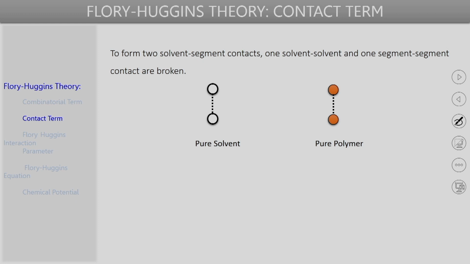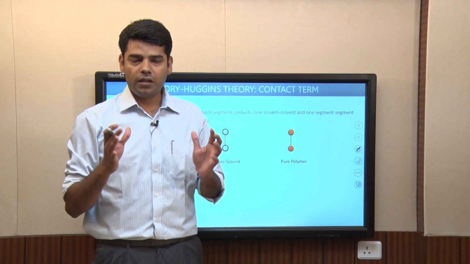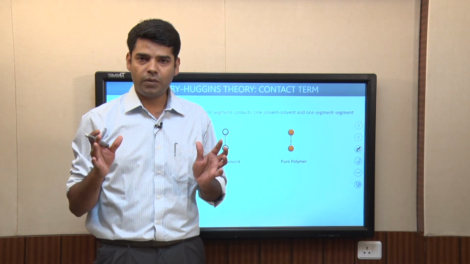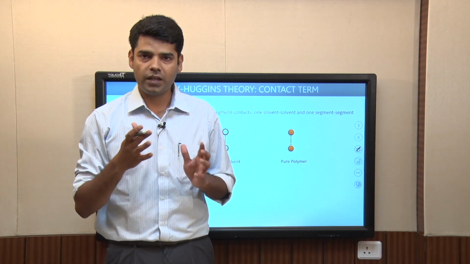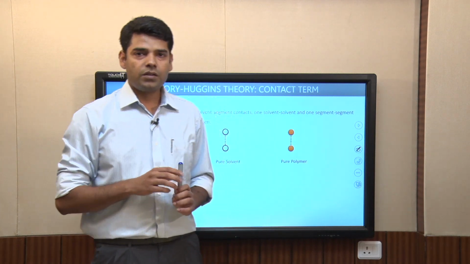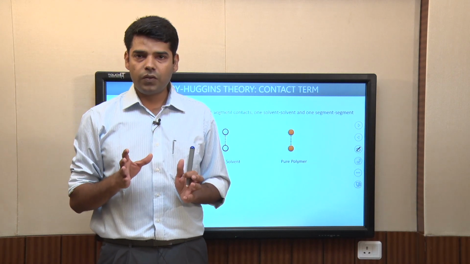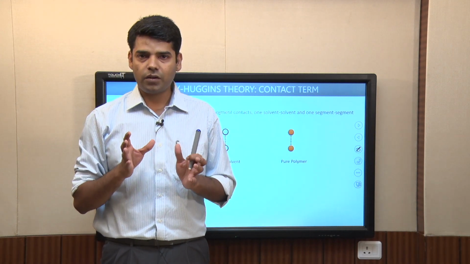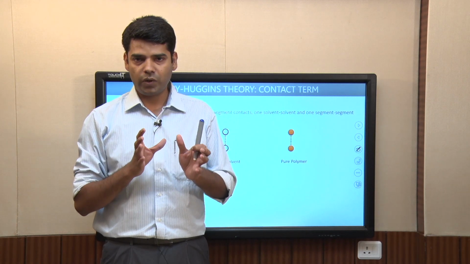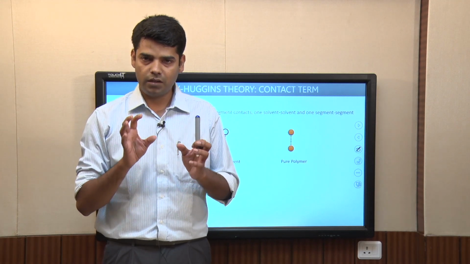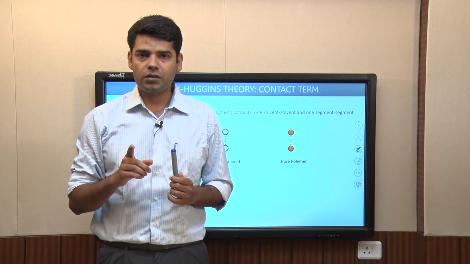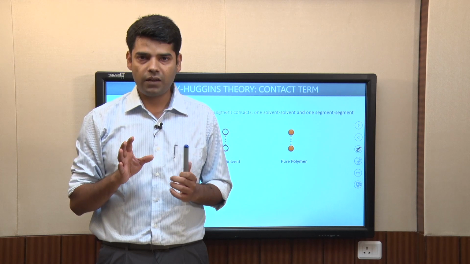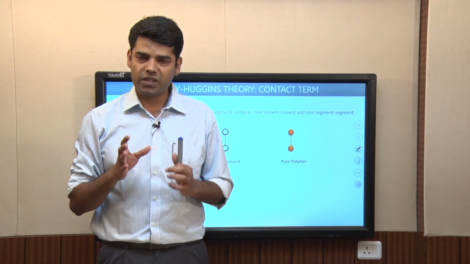Now, let us look at the contacts in a bit more detail: what happens when a pure solvent and a pure polymer are mixed together, how new contacts form and old contacts are disrupted. So, for the formation of two segment-solvent contacts, that is two contacts between solvent molecules and polymer segments, one solvent contact on average will break and one segment contact will break.